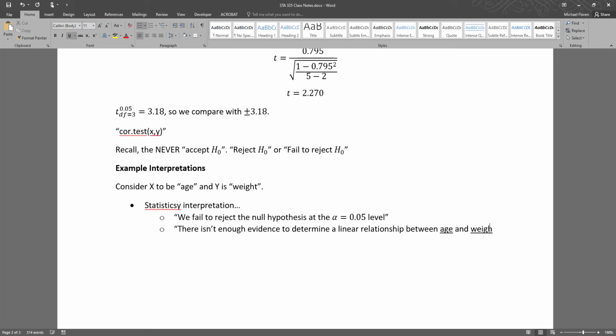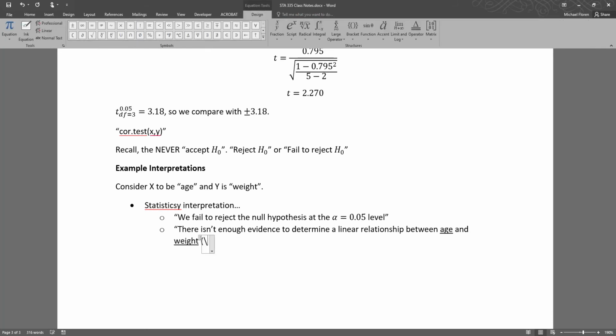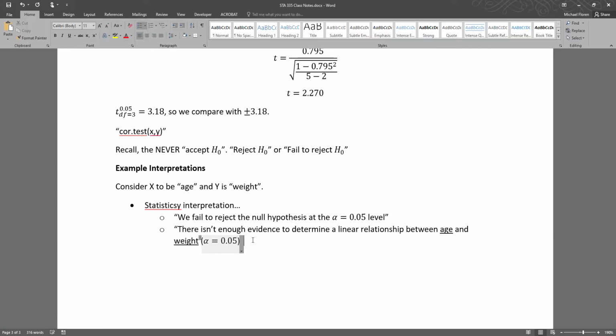And again, I'm using age and weight here, but if you're using this in a future example for your own write-up, you're going to want to make sure that you're putting your own variable names in. Now, in this interpretation, it's still important to list the alpha value by which the comparison was done. So if we're saying there isn't enough evidence, well, there may have been enough evidence at a different alpha value, but there wasn't enough evidence at our alpha value. So it's important to list this alpha value because it actually impacts the degree of conclusion that you're making in your write-up.